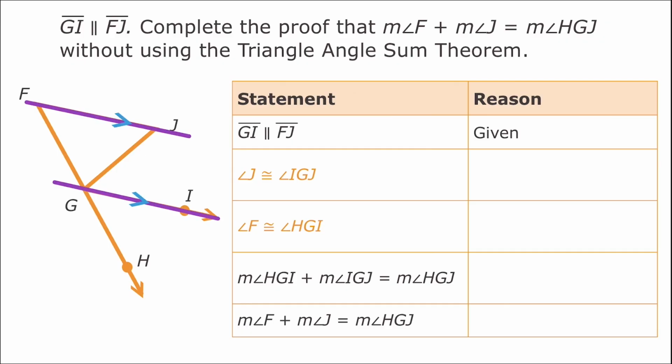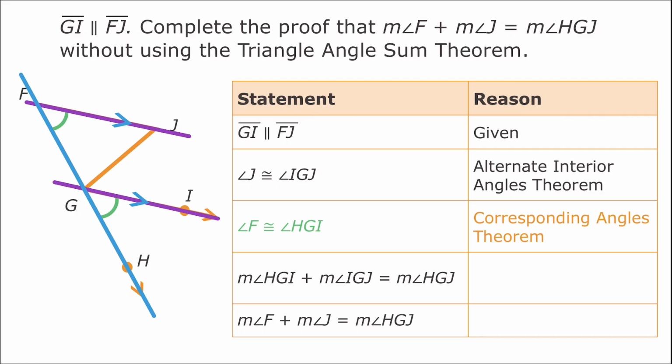We'll use the fact that we have two parallel lines cut by a transversal, since we know a lot about angles formed this way. So let's see, we want to show angle J is congruent to angle IGJ. These are alternate interior angles, so we know that they are congruent by the alternate interior angles theorem. For our next set of angles, we'll look at a different transversal. Angle F is here and angle HGI is here. These are corresponding angles, so they are congruent by the corresponding angles theorem.